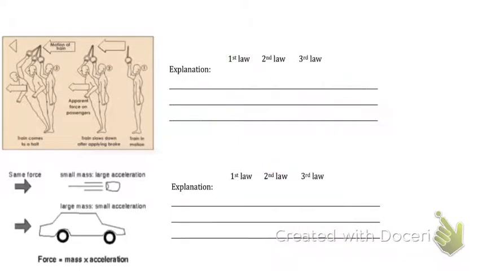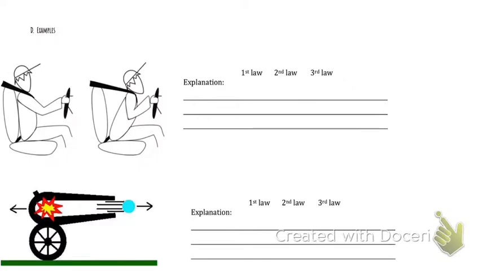I have 2 more examples for us to take a look at. And so here we have an individual, where the picture on the left-hand side is a before, and the right-hand picture is an after. And let's say maybe a ball rolled out into the street and they had to come to a sudden stop. And so they moved forward and would continue to move forward if the seatbelt didn't act against them. So this is another example showing Newton's first law of motion.